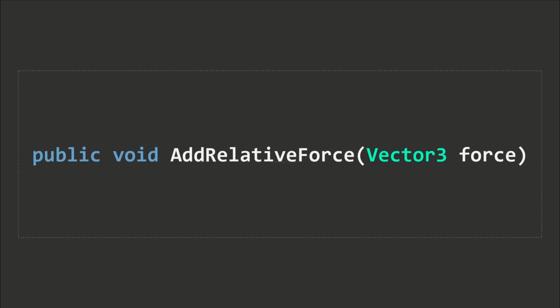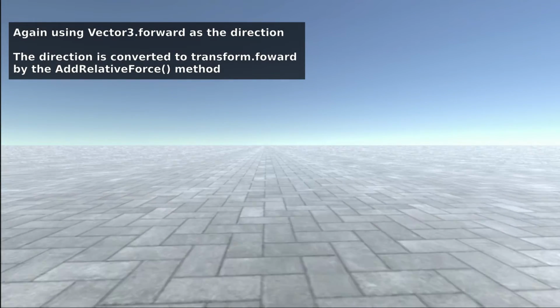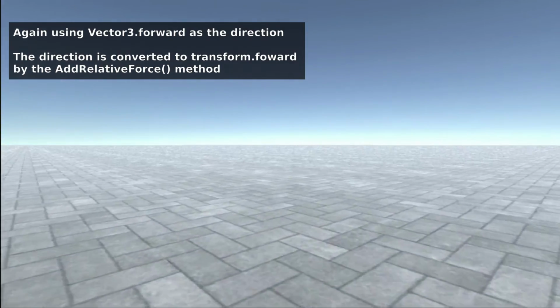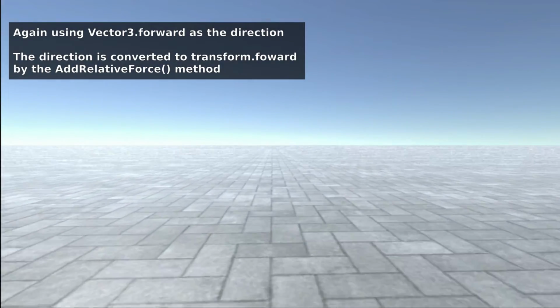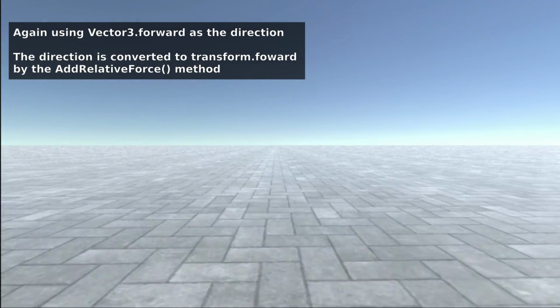There is another method called AddRelativeForce. This function takes a vector3 parameter as well. The difference is we can feed a direction, such as vector3.forward, and the method will convert it to a direction relative to the object, which is the same as transform.forward.